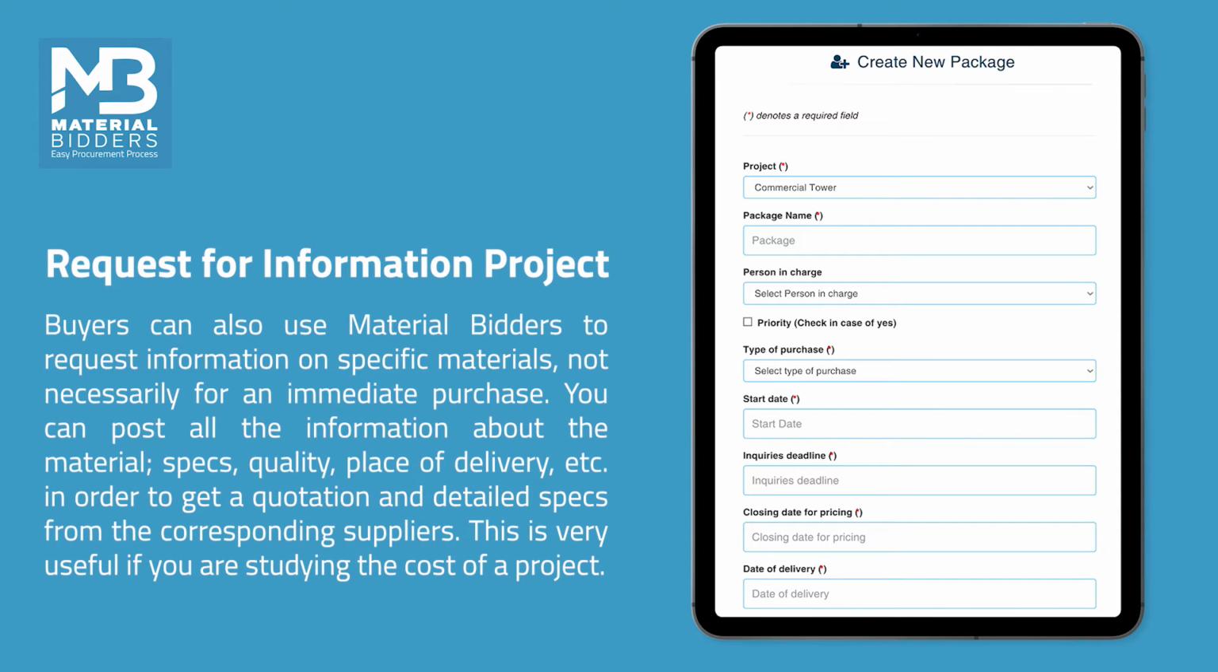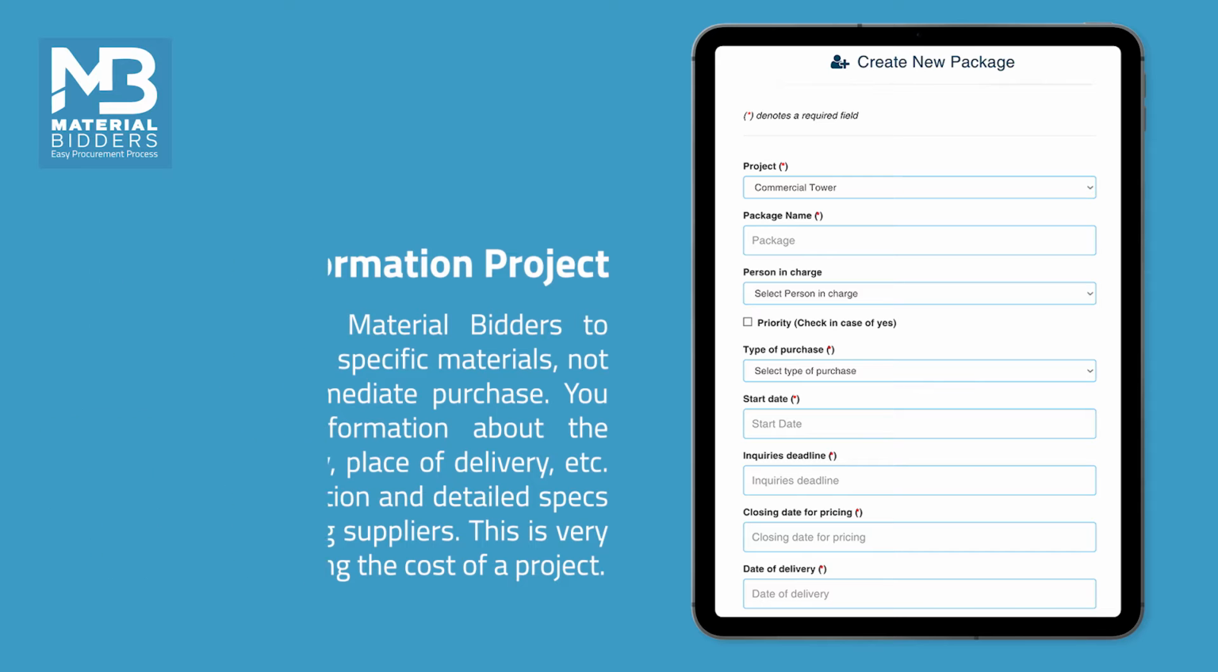Buyers can also use Material Bidders to request information on specific materials, not necessarily for an immediate purchase. You can post all the information about the material, specs, quality, place of delivery, etc., in order to get a quotation and detailed specs from the corresponding suppliers. This is very useful if you are studying the cost of a project.